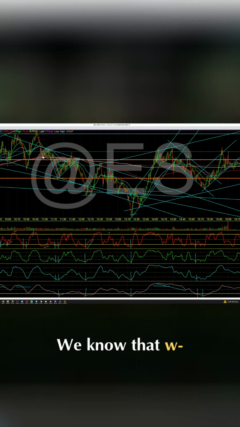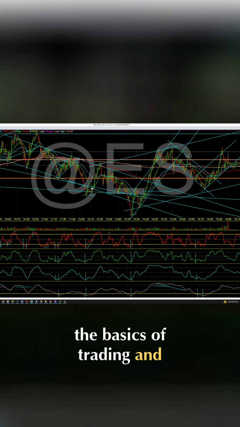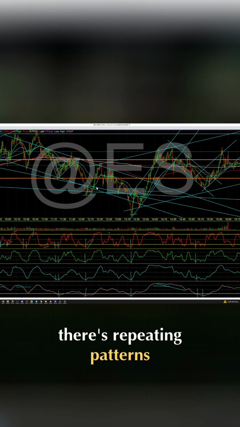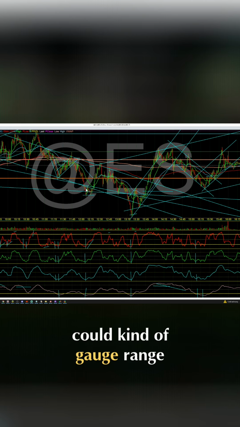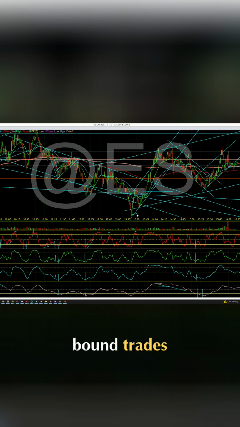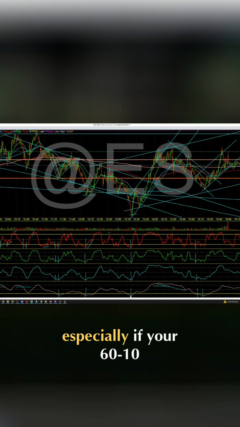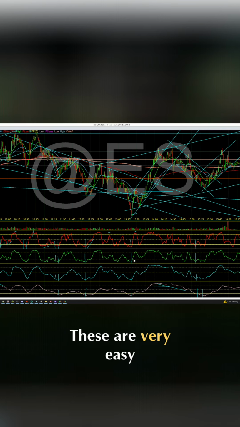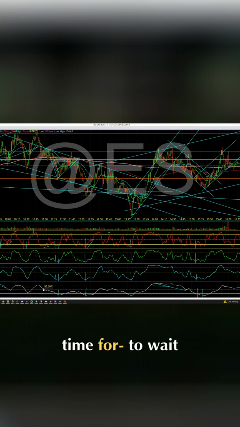We know the basics of trading and trend trading and channel trading. There's repeating patterns. You could kind of gauge range bound trades. If you're on the right side, especially if your 60-10 is starting to head back up and you have the bigger trend, these are very easy to wait for. But the problem is not everybody has the time to wait for this.